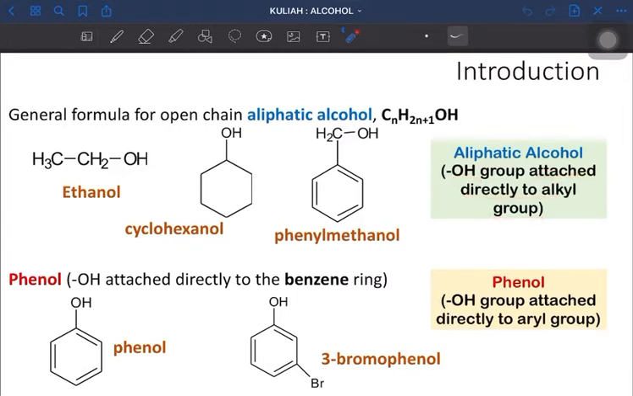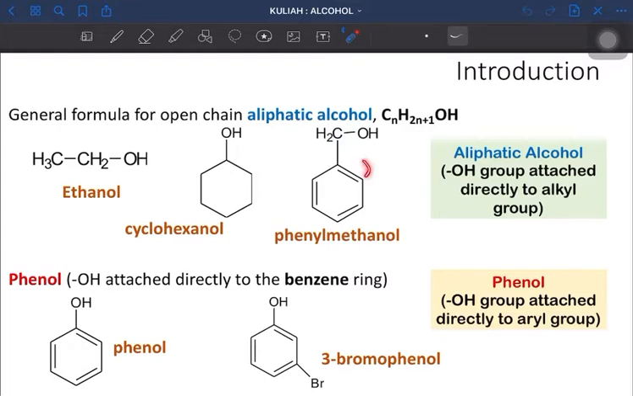Alright, so for example, here we have this ethanol. So why is this ethanol? Because it has 2 carbon, which gives the name ethane, and then we change the E with OL because it has the hydroxyl group, so ethanol. Alright, and then this one we have the cyclohexane, but with OH we have cyclohexanol.